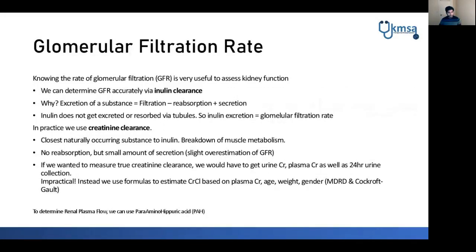And then I'm sure you've heard of the equations that we use. So this is the MDRD, but the more commonly used one in practice is the Cockcroft-Gault equation. It's good if you can remember it, but just so you know, everyone has a calculator on their phone that they use day to day. It takes into account the patient's age, their weight, and their gender as well.